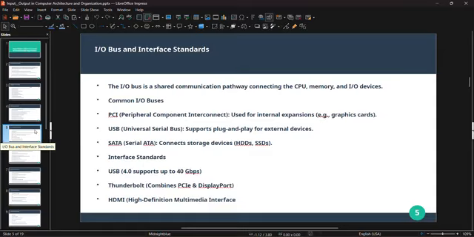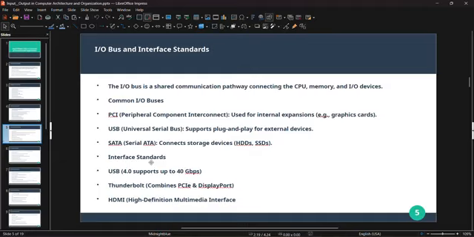And then we have the SATA, or the Serial Advanced Technology Attachment. Now this SATA is a computer bus interface that is used for connecting storage devices like hard drives and solid state drives to a computer's motherboard. So that is the SATA. So examples where we can find SATA are our hard drives, our SSDs, because they are used for connecting it to the computer.